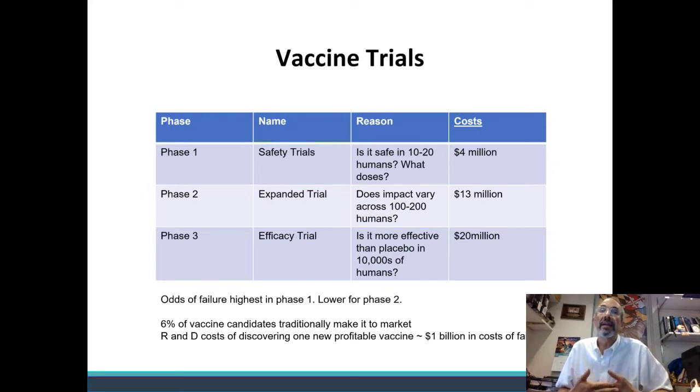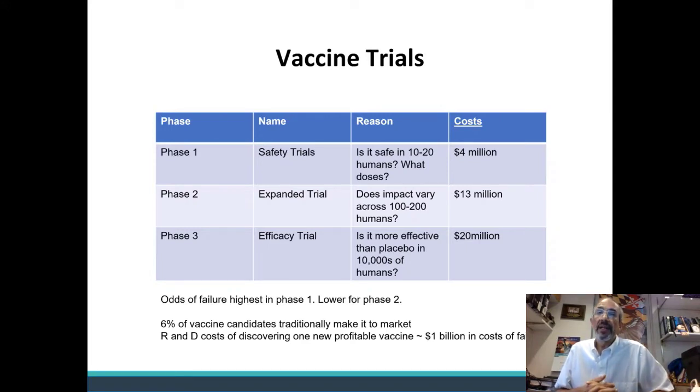If a candidate is successful at phase 1, it's moved on into phase 2, into what's called an expanded trial. And here the question is, what's the variability across 100 to 200 human beings? Is there a subgroup that's really responding? Is there a group that gets no benefit at all? And these trials, because they have so many more human volunteers, are going to cost more, and they're generally about $13 million or so per expanded trial.